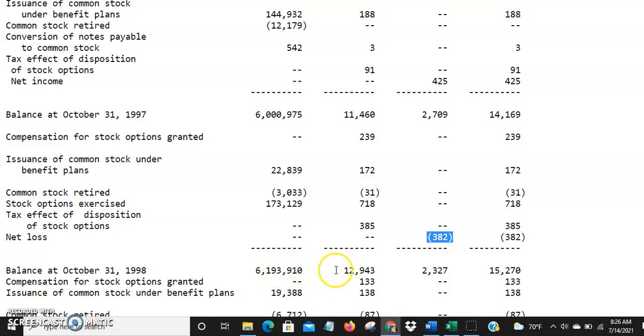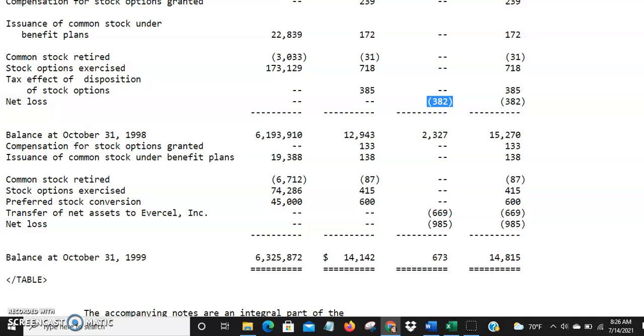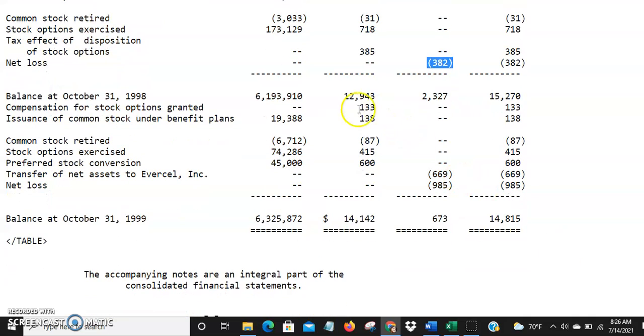And 6.1 million shares generated 12.9 million. So like that, then in the year 1998, so that is as of 1998, they had to transfer some assets to another company, and they also made a loss. So they took out some money from whatever they had earned. If you take 2.3 million and you take out 669,000 and 985,000, you're just left with 673,000.